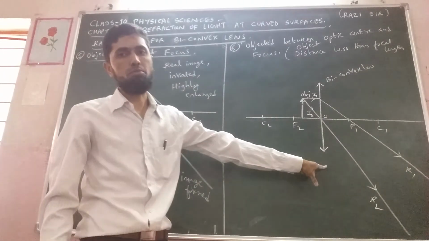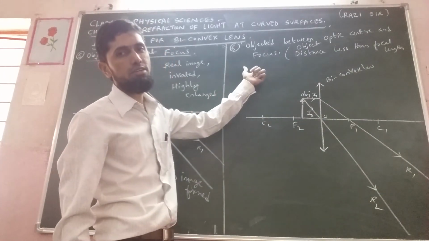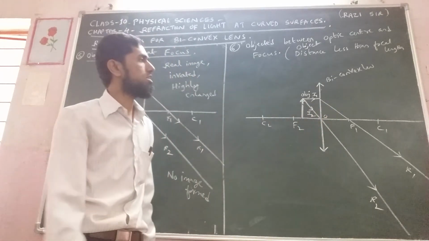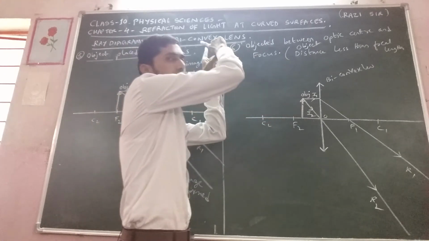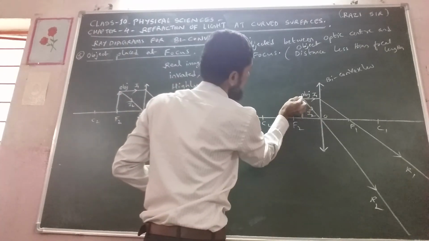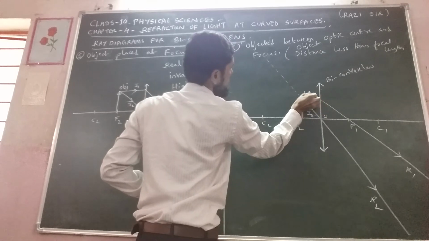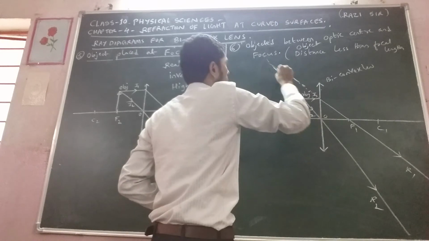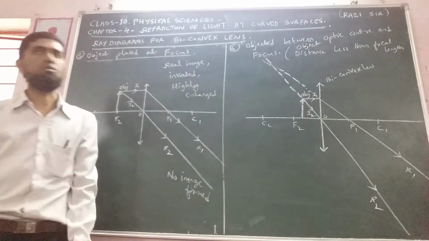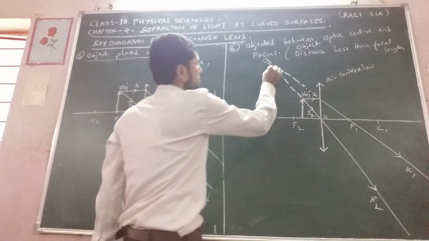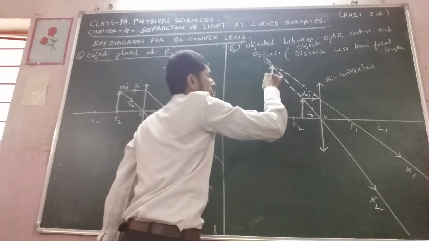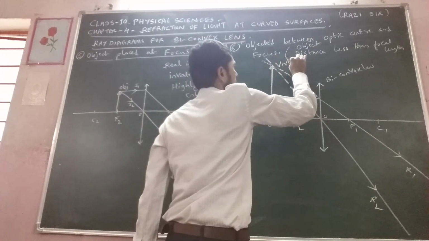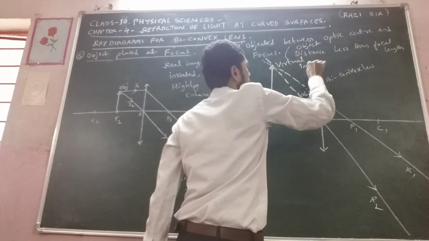So where is the image formed? Image is formed behind the lens. To get this image, we need the rays to be extended backward. If we extend these rays backward, we observe that we are going to get the image which is not caught on the screen. This type of image we call a virtual image. What is the image called? Virtual image. It is a virtual image.